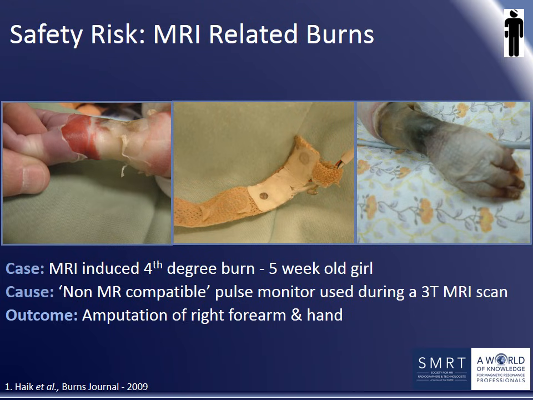Here is an example of an MRI radiofrequency thermal burn where amputation was required. This 5-week-old girl received 4th-degree burns when a pulse monitor was used during her scan that was not safe for use in the MRI scanner room. A current was induced in the loop of wire around the girl's wrist, and that heat energy was concentrated at her wrist during the 40-minute MRI scan.